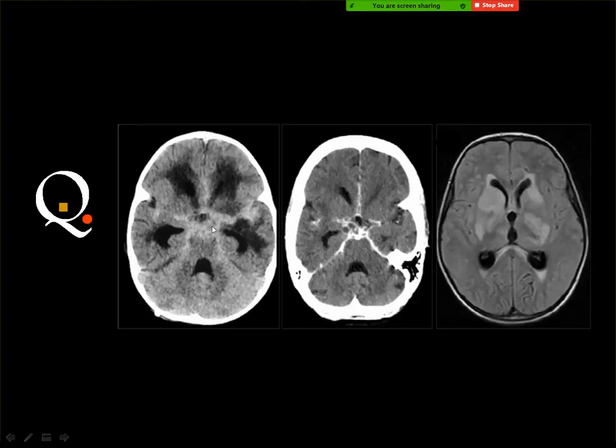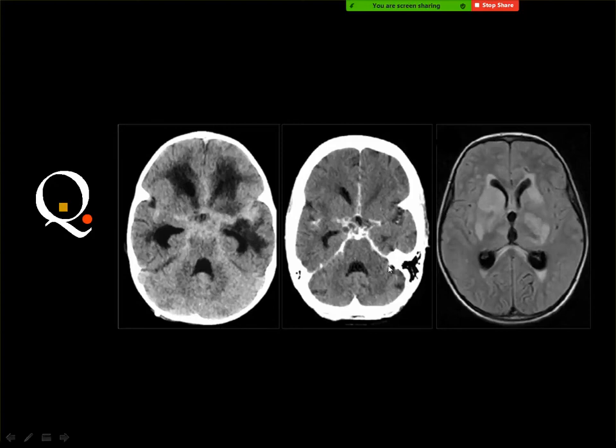This is without contrast, and this is post contrast, and this is an MRI FLAIR image. Subarachnoid hemorrhage with hydrocephalus. Okay, and if it is hemorrhage, it should appear in the pre-contrast, but here it is more evident in the post-contrast.